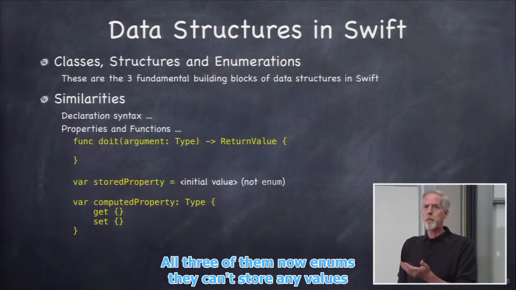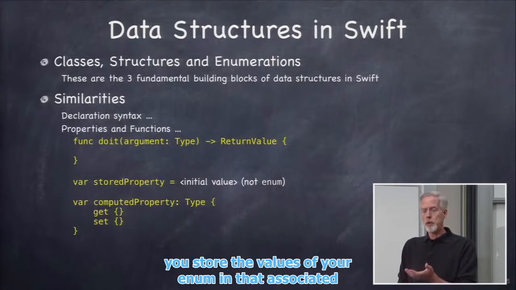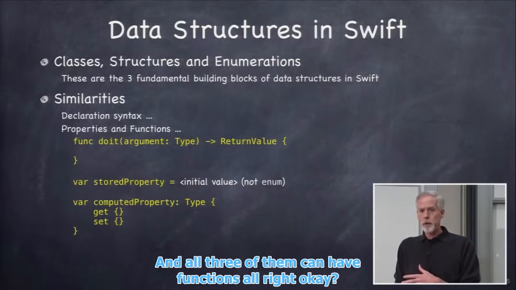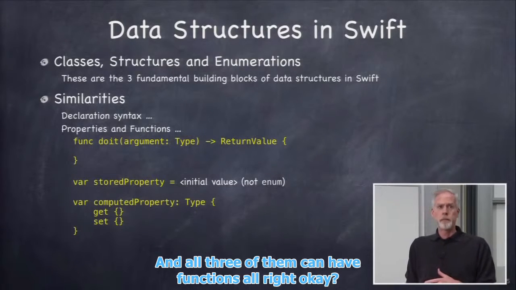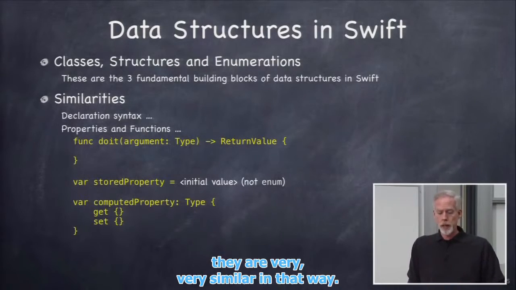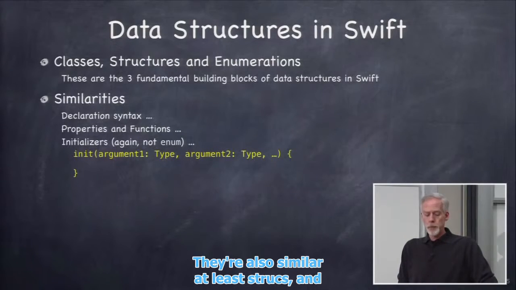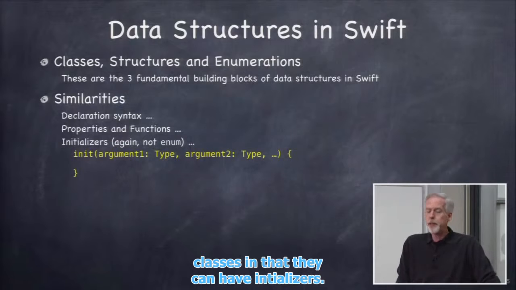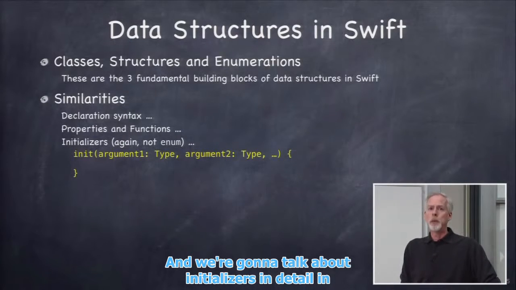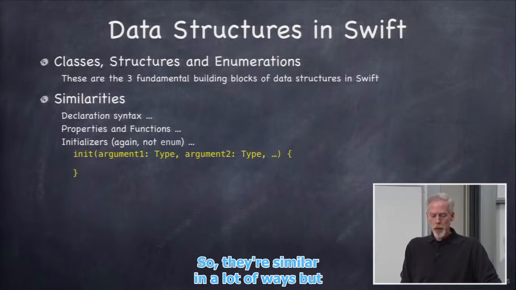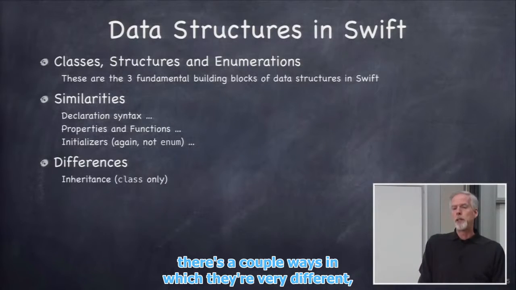Now enums, their properties can't store any values. You store the values in an enum in that associated information, but they can have computed properties. Okay, and all three of them can have functions. Right? Okay, so it's important to understand. So they're very similar in that way. They're also similar, at least structs and classes, in that they can have initializers. And we're going to talk about initializers in detail in a few slides. Okay, so they're similar in a lot of ways, but there's a couple ways in which they're very different.